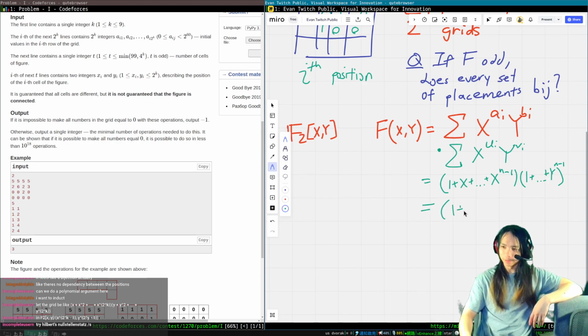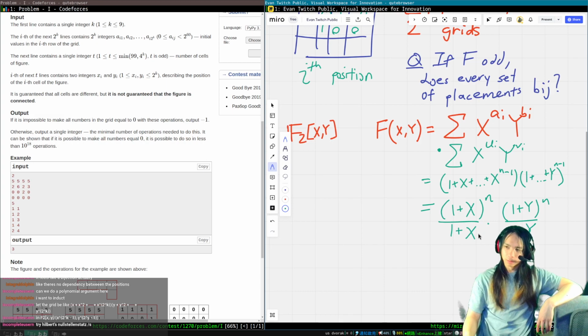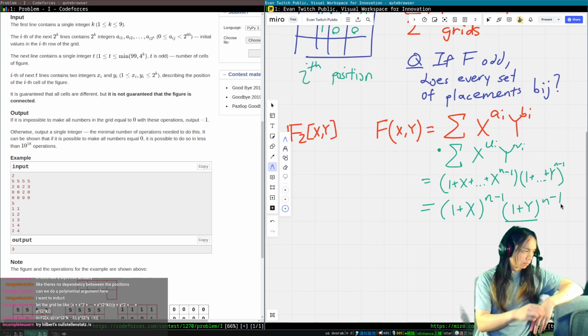I can write this as 1 plus x to the n. Or sorry, no, 1 plus x to the... This is true, right? When I'm working modulo... Sorry, let's just say n minus 1. All right, it's n minus 1. If I'm working modulo 2, this is true, because n is specifically given to be a power of 2.